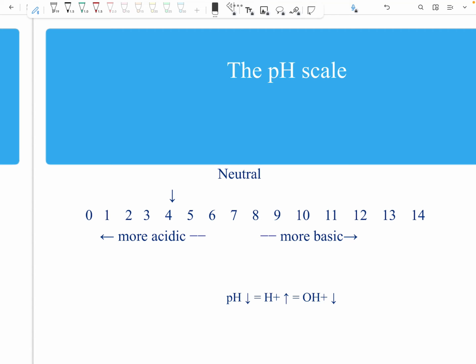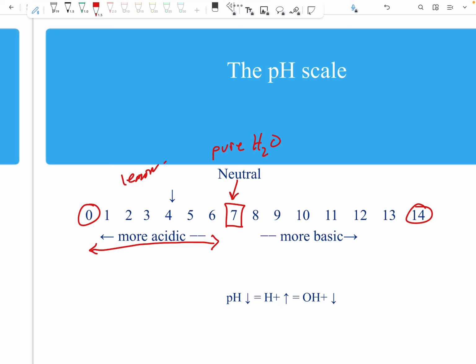The pH scale is a scale that runs from 0 all the way to 14. In the middle of the pH scale, we have a 7, and that means neutral. That would be for pure water. So the 0 to 6 end of the pH scale is the acidic end. Now, the smaller the number, the more acidic it is. Lemons are around here, and battery acid really is over there.